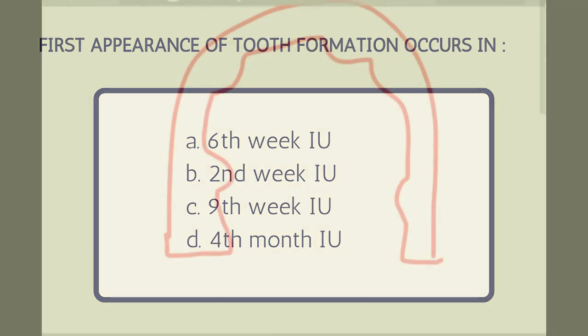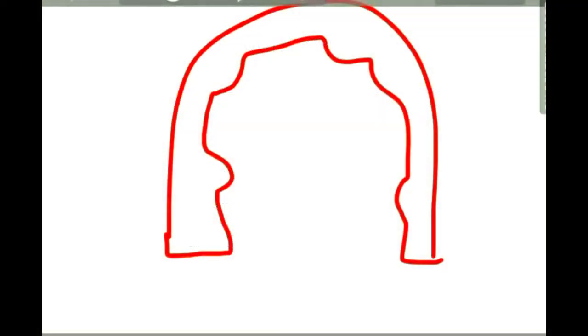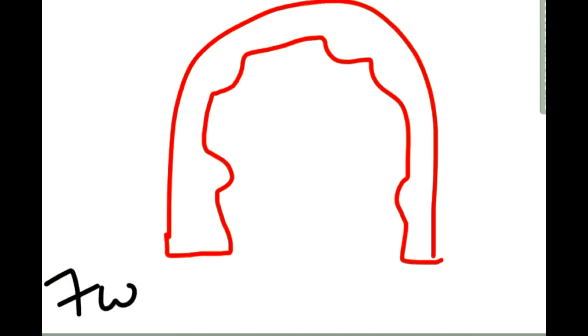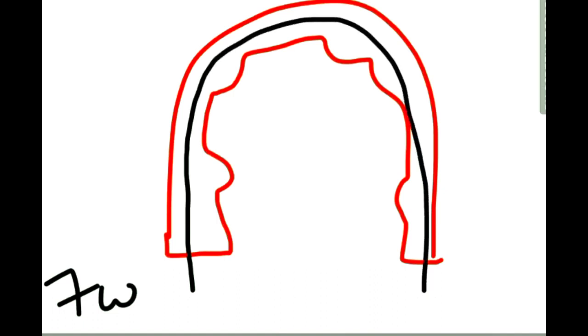Now, we all know that maxillary and mandibular arches are horseshoe shaped. So, if we imagine the primary epithelial band in a horseshoe shaped structure, it will look like this. When the embryo is 7 weeks old, the primary epithelial band is divided into two processes, the outer process and the inner process. The outer process is called the vestibular lamina and the inner process is called the dental lamina. This dental lamina is the site of formation of primary teeth.